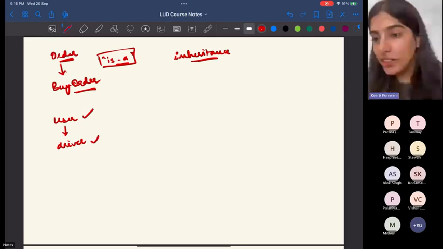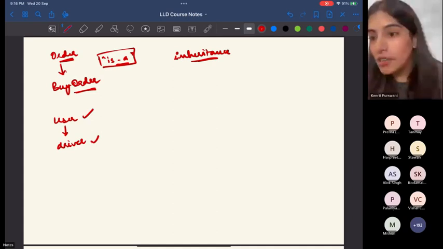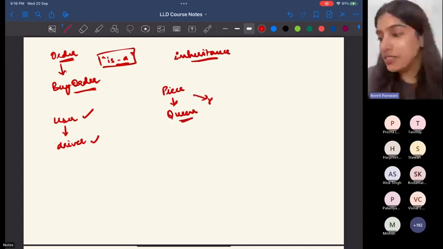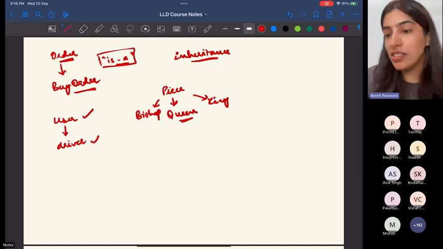Let me take more examples that you guys are posting. So Utkarsh is saying piece and queen, right? So, okay, so in chess, there's a piece and then there is queen. So queen is basically a piece. Similarly, king is also a piece. Bishop is also a piece, correct? So these are all pieces.